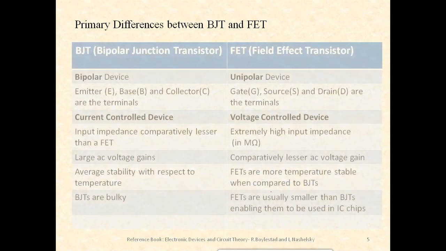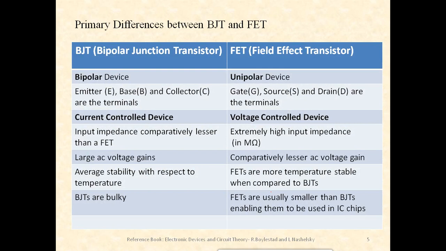Okay, so we will just look at many more differences between BJT and FET. This table clearly highlights the various differences between a BJT and a FET. To start with, BJT is a bipolar device. Bipolar means the current conductivity is due to electrons as well as holes. Both of them contribute equally to the current conductivity in the case of a BJT. Whereas FET is a unipolar device.